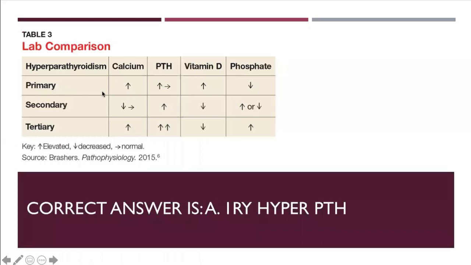So when you've got primary hyperparathyroidism, you'd have high calcium, high parathyroid hormone or normal, and an increase in vitamin D, and the phosphate would be low. Secondary, calcium would be low, parathyroid hormone would be up, and the vitamin D would be low, phosphate would be up or high. And the tertiary here, high calcium, high parathyroid hormone, low vitamin D, and high phosphates.